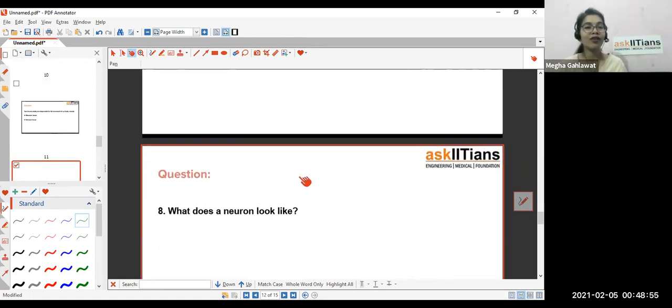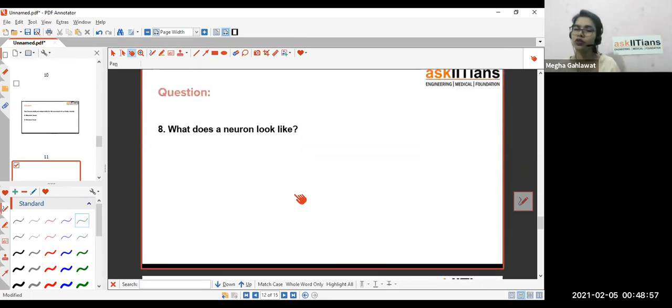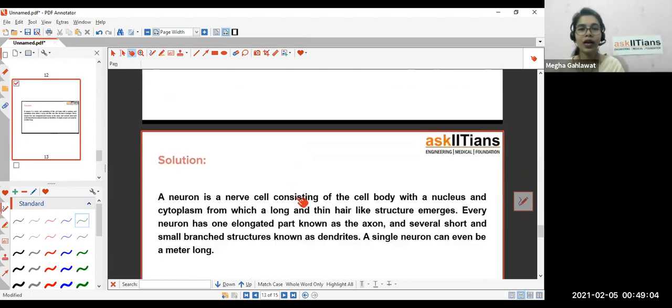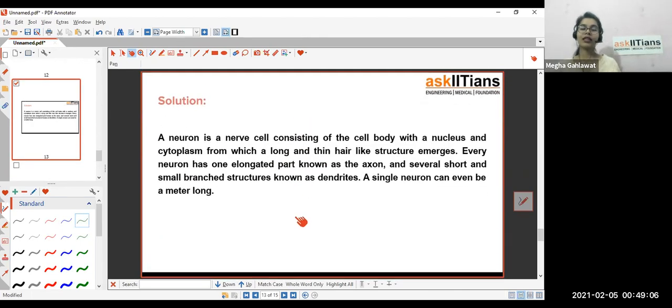Now I have one more question. What does a neuron look like? Didn't I tell you how important the diagram of the neuron was? There you go, and then we have the solution. Basically, the neuron is the cell, and you draw the diagram right here. There's no need of writing the theory. You can just draw the diagram.